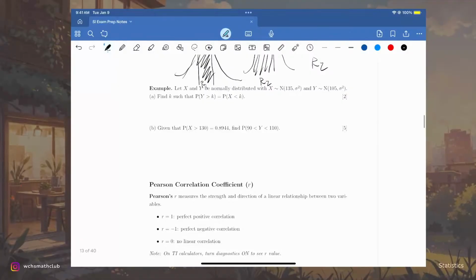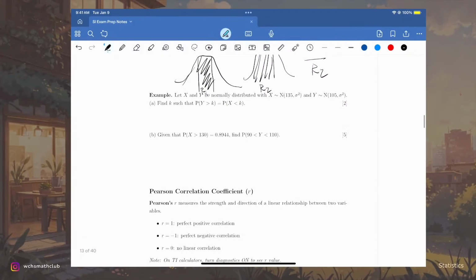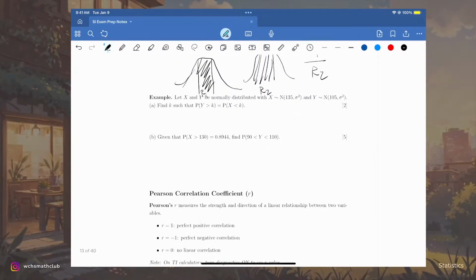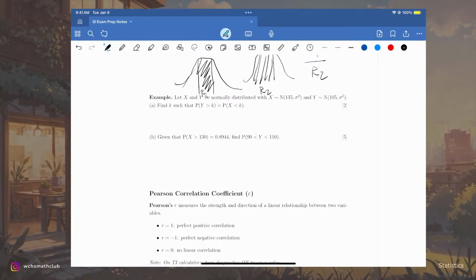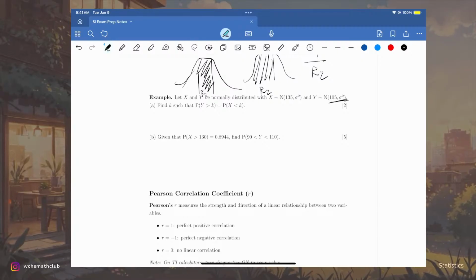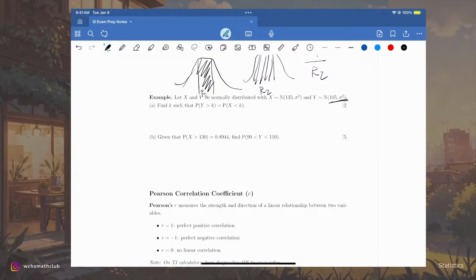Okay, and then another example problem doing kind of the same thing. Want to find k such that the probability y is greater than k is equal to the probability that x is less than k. So what that means is we want to find a value k such that with this info, with a right tail, CDF of 105, and that thing with the right tail is equal to CDF with 135 and that sigma value with a left tail.